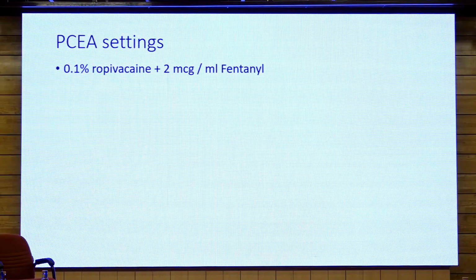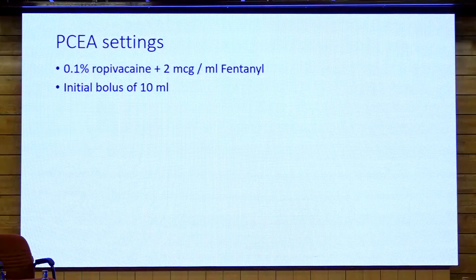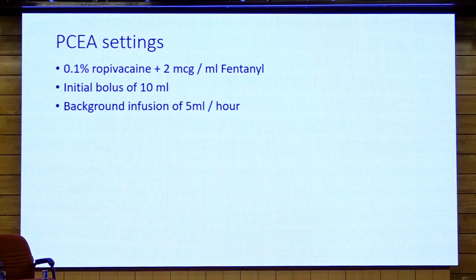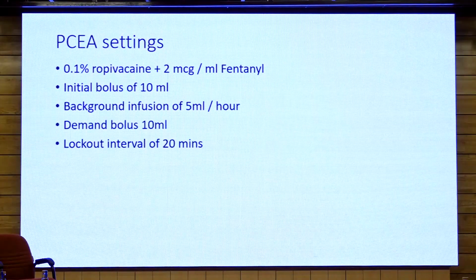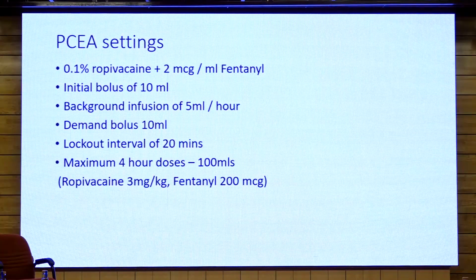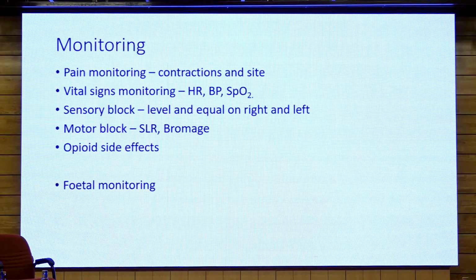So, as we have already said, 0.1% ropivacaine with 2 mics fentanyl is the most preferred PCA solution. Initial bolus of 10 to 20 ml, background infusion of 5 ml per hour, and a demand bolus of 10 ml with a lockout interval of 20 to 30 minutes. Maximum 4-hour dose of 100 ml. And for pain monitoring, the patient would tell you that the contractions are becoming shorter and she's having better pain relief.